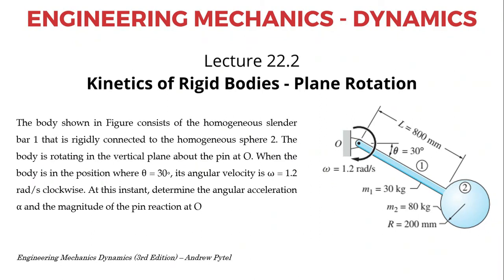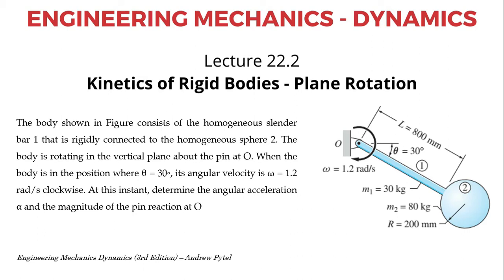The body shown in figure consists of a homogeneous slender bar 1 that is rigidly connected to the homogeneous sphere 2. The body is rotating in the vertical plane about the pin at O. When the position is when theta is equal to 30 degree, its angular velocity is omega equals 1.2 radians per second clockwise. At this instant, determine the angular acceleration alpha and the magnitude of the pin reaction at O. This question is from the textbook by Andrew Pytel.